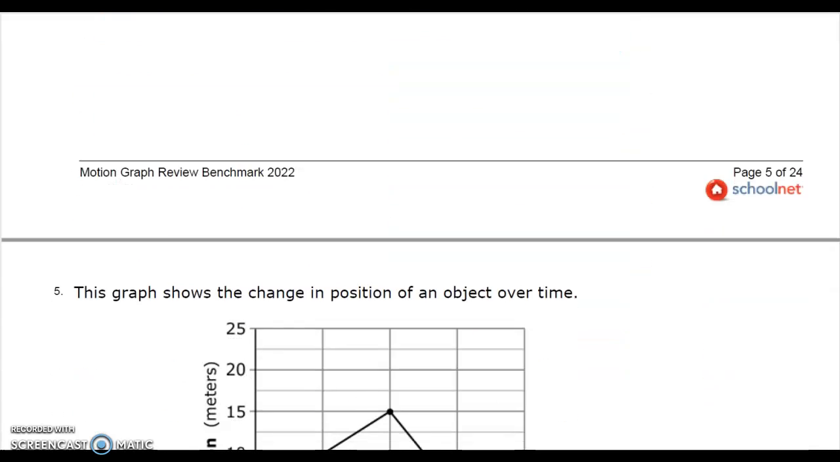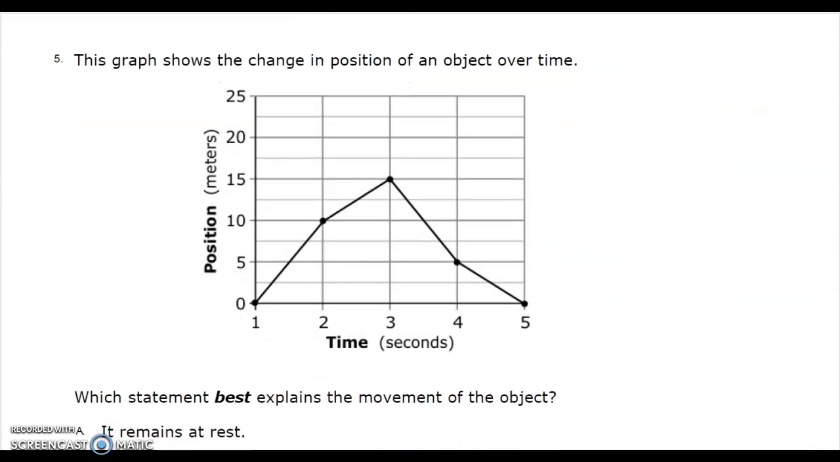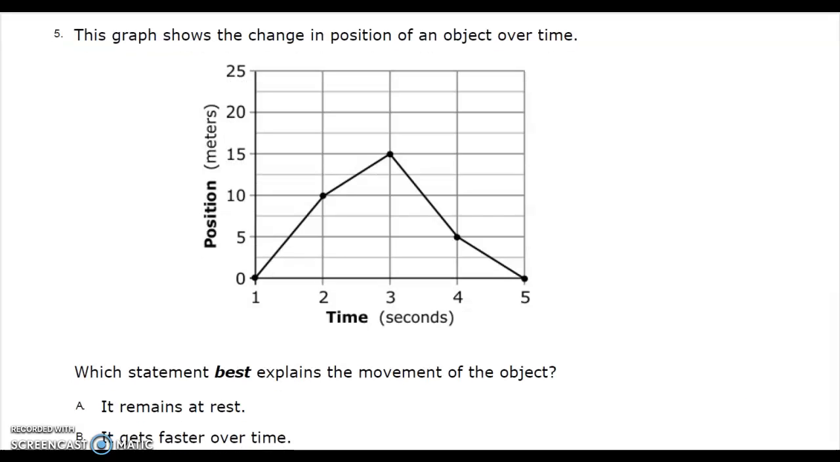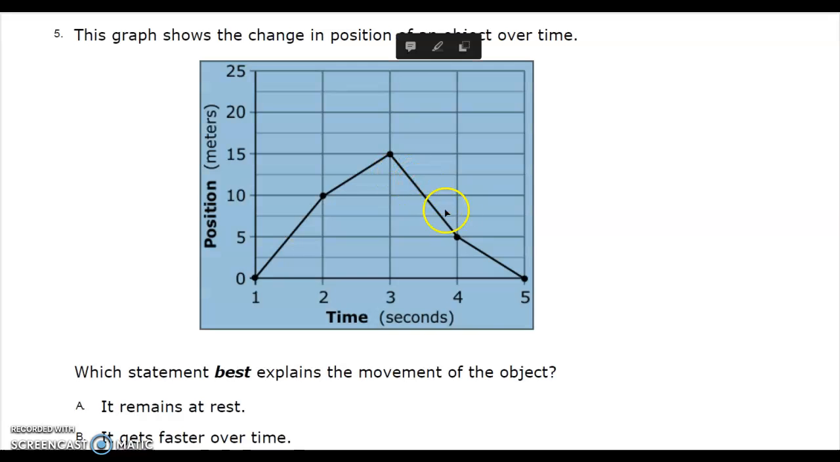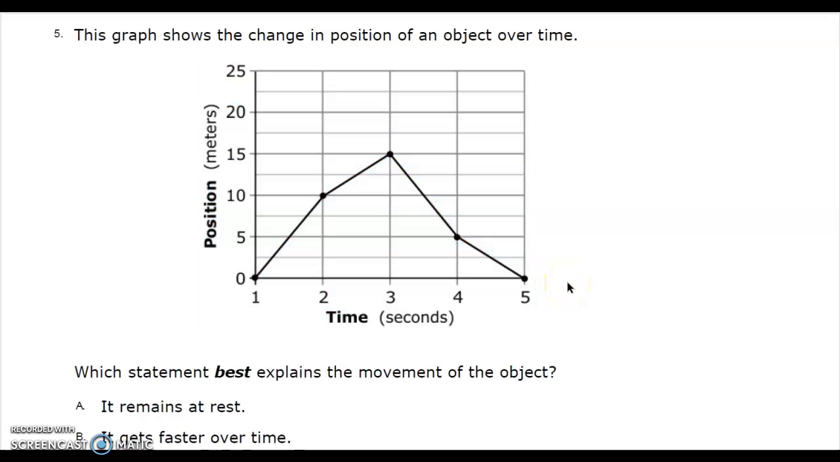Scrolling on down to the next one here. This graph shows the change in position of an object over time. And it already tells you in the answer that this is a position time graph. So we know that this is a distance time graph. And it looks like the object went at a certain speed, kind of slowed down a little bit because this is, again, a little less steep than this, and then started back towards the starting point.